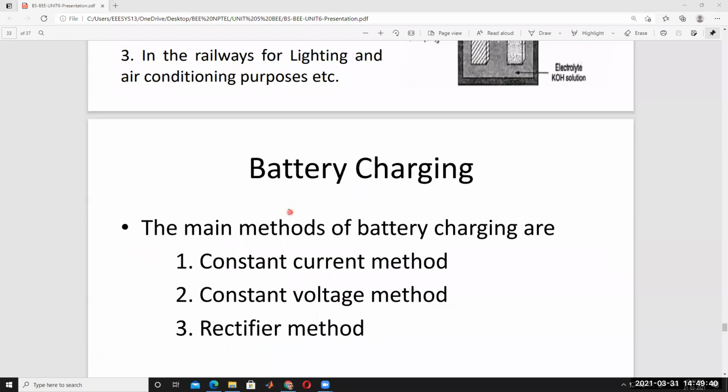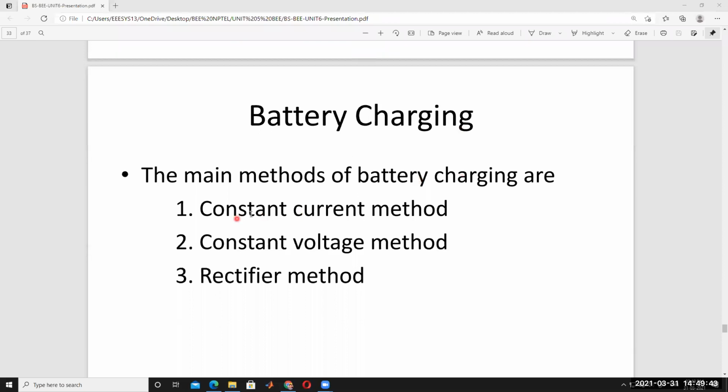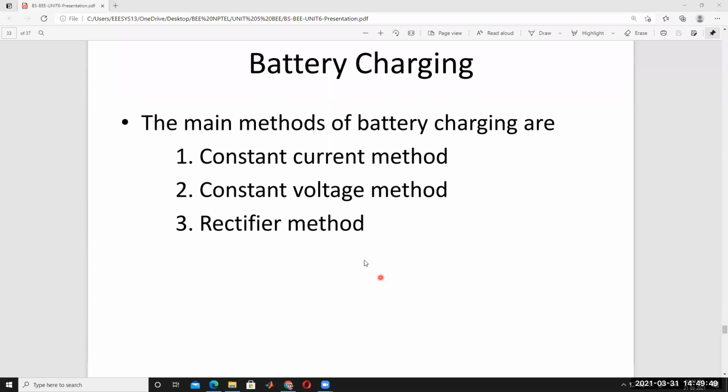This type of cell is also used there. And now, battery charging. There are different battery charging methods: constant current method, constant voltage method, and rectifier method. Generally you know well, the rectifier method is called a charger. The charger is the rectifier method. By using electronic devices, converting AC to DC and charging is possible.